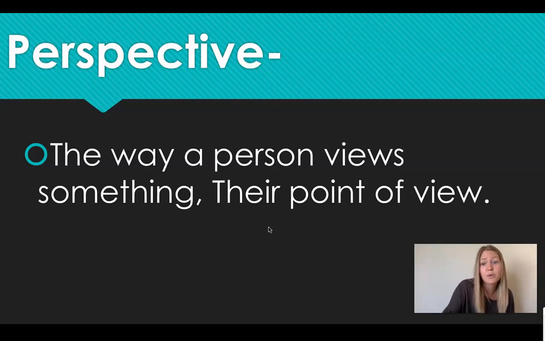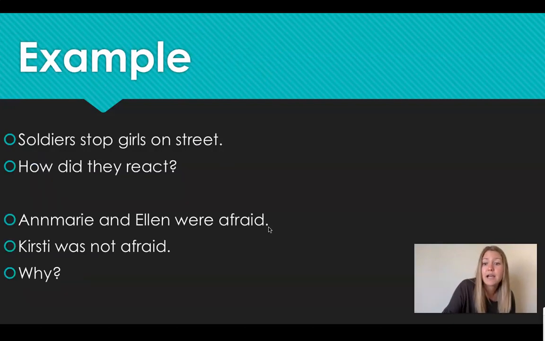One example of a time when characters in our book had different perspectives was when the soldiers stopped the girls on the street at the beginning of the book. Think back about how the girls reacted to that event. Anne-Marie and Ellen were very afraid of the soldiers. They were very polite and respectful because they knew that the soldiers were scary men. Kirsty was not afraid, though. She was rude to the soldiers, and when they tried to touch her, she got angry. She had a totally different perspective than Anne-Marie and Ellen.